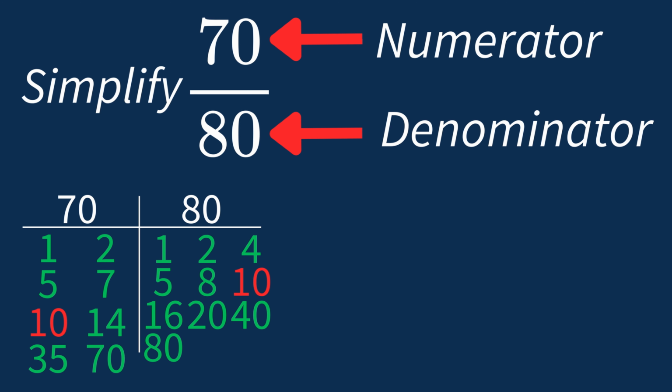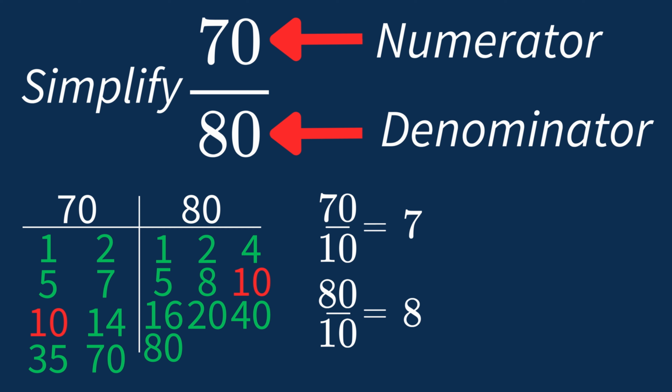This means we can divide both the numerator and denominator by 10 to simplify the fraction. Dividing the numerator 70 by 10 gives us 7. Dividing the denominator 80 by 10 gives us 8. So after dividing, the simplified fraction is 7 over 8.